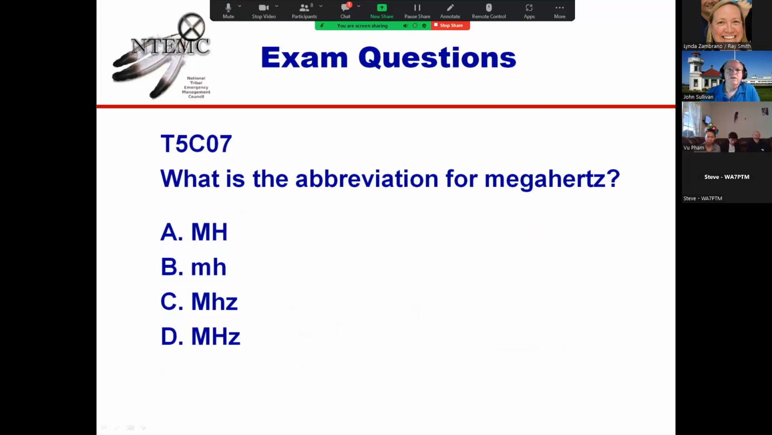What is the abbreviation for megahertz? We've already looked at this before, right? It's MHz, but it's capital M, capital H, little z.